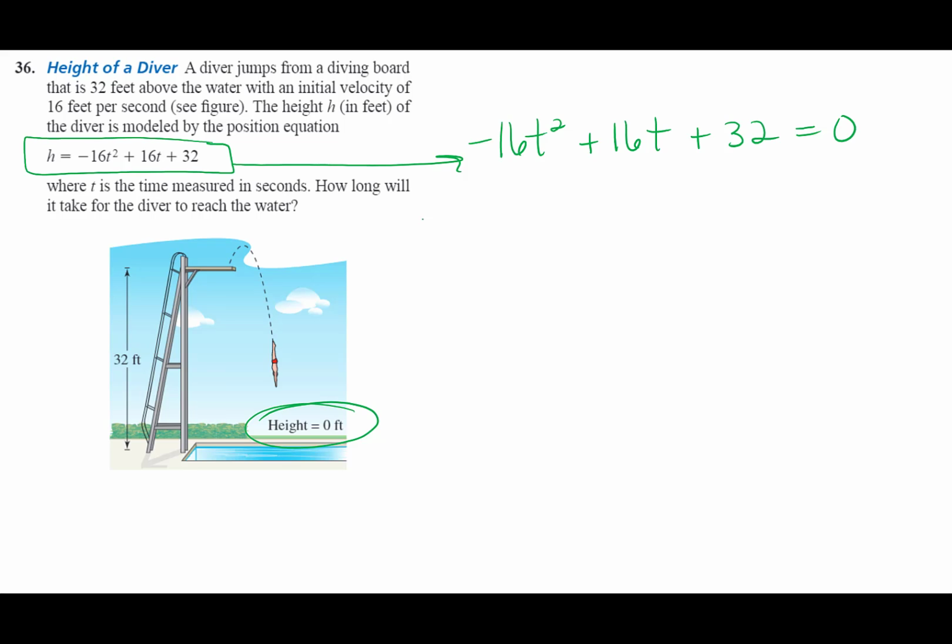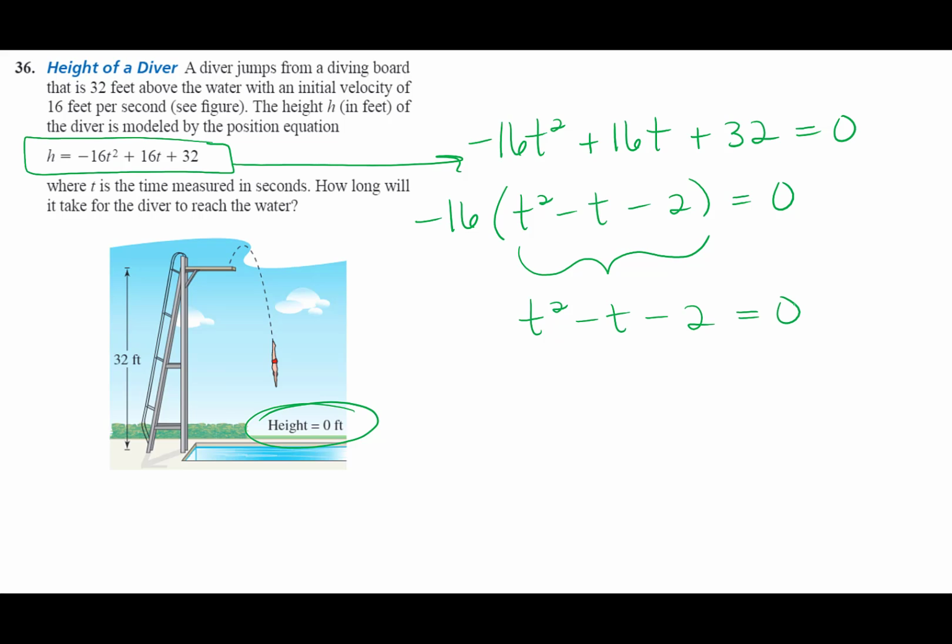The first thing I'll do is factor out the negative 16. Again, the reason I'm factoring a negative 16 out is because the leading coefficient is negative. And so that's the clue that my greatest common factor also needs to be negative. I'm left with t squared minus t minus 2 equals 0. You can ignore the negative 16, which is the greatest common factor, and let's just focus on the trinomial t squared minus t minus 2. Factor that trinomial. That'll be t minus 2 times t plus 1 equals 0.